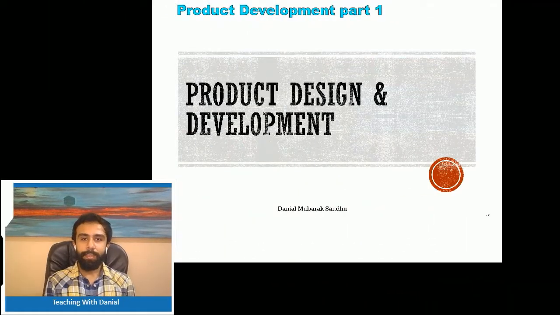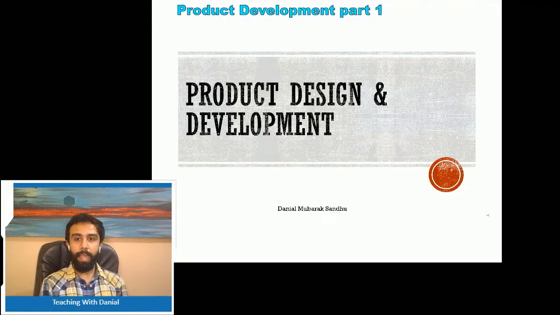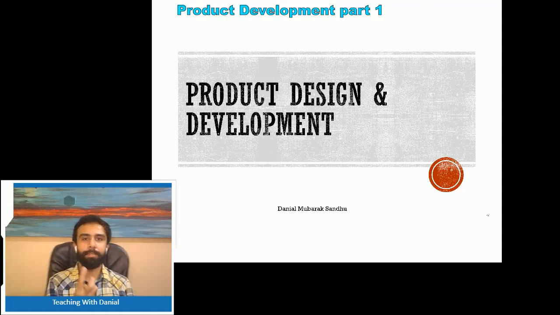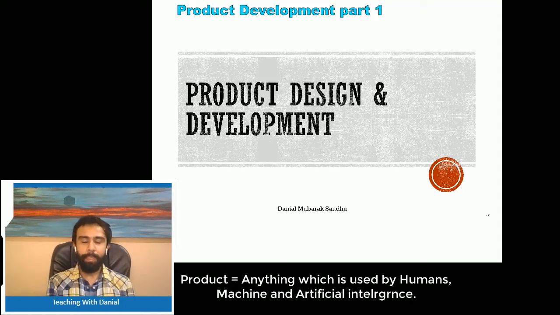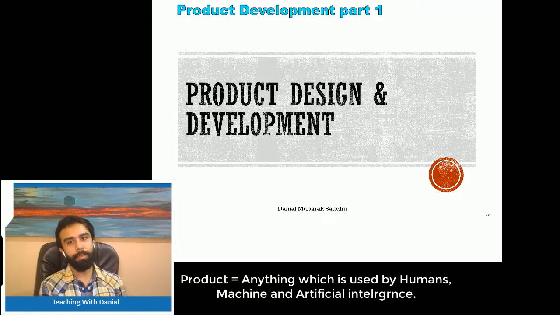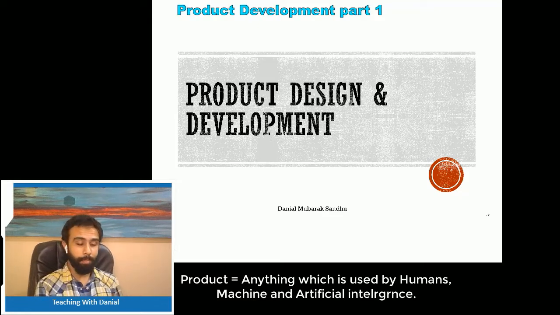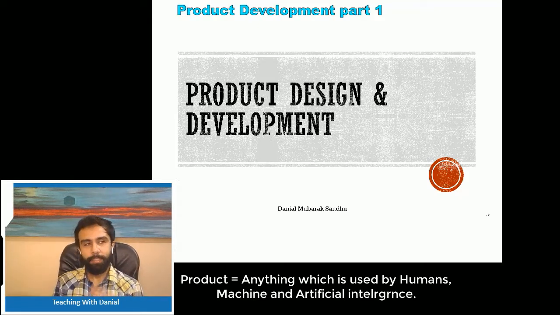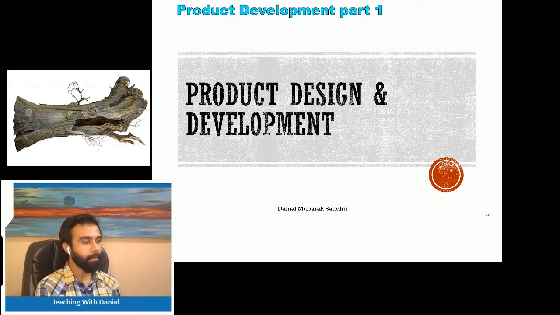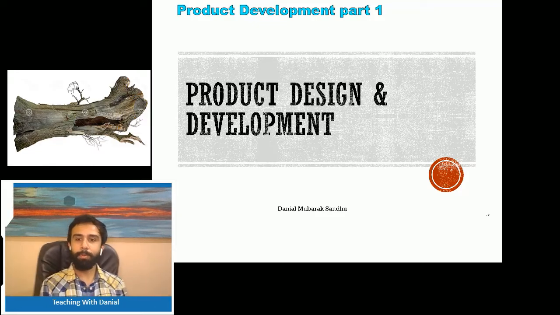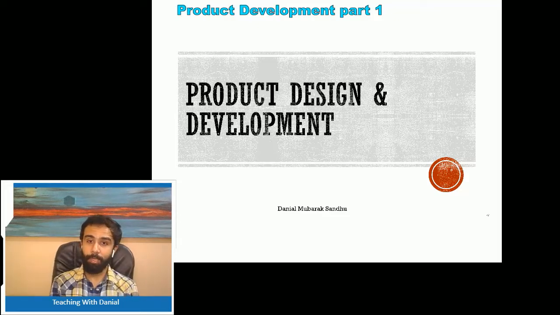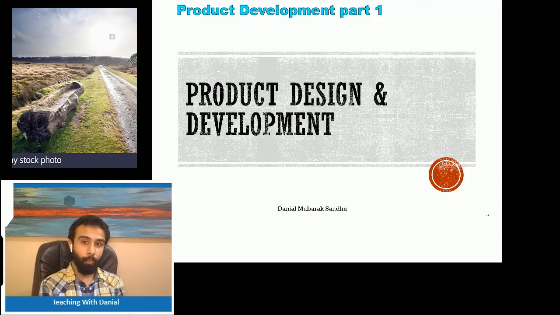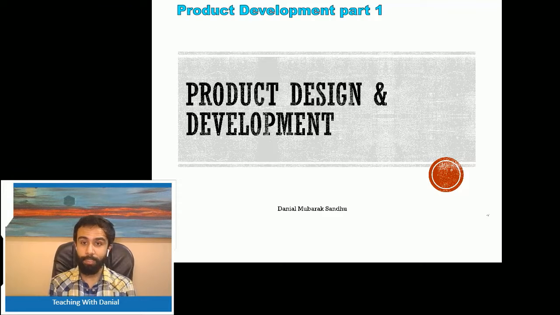Okay, so this is the first slide. It says Product Design and Development. Actually there are three things happening over here. Number one is product, number two is design, and number three is development. So what is product? Product is something which is in use or which is used by a human, machine, or any artificial intelligence. For example, there's a wood lying on the road, serving a purpose to none. So a person comes up, cuts it into a way a person can sit on it and puts it on a pavement. So now this wood is serving a purpose. So this is now a product.